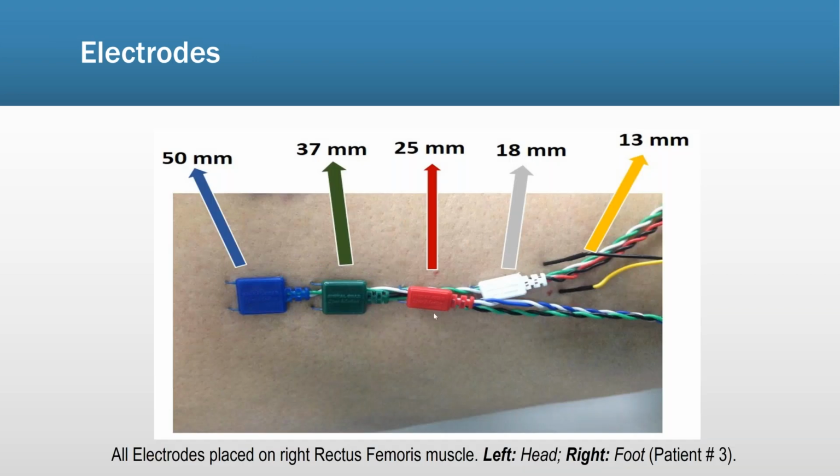This is from one of the patients. If you look at the picture, I have this 13 millimeter, then 18 millimeter, 25 millimeter, 37 green, and blue is 50 millimeter. Those are the spawns. For the electrode 18 to 50 millimeter long needle, they are hook 90-degree hook, and they also come in 37, 36, 30-degree hook.